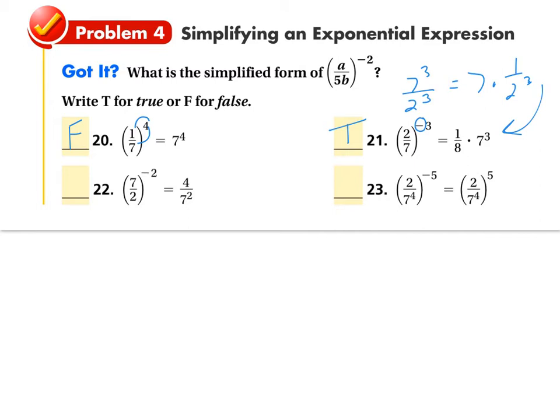For 22, again, this is true. To make that a positive, you would make this 2 over 7 squared, which would be 4 over 7 squared. So that is true. It would also equal 4 over 49. And for the last one, that is false because this negative did not make the reciprocal of what was inside the parentheses.